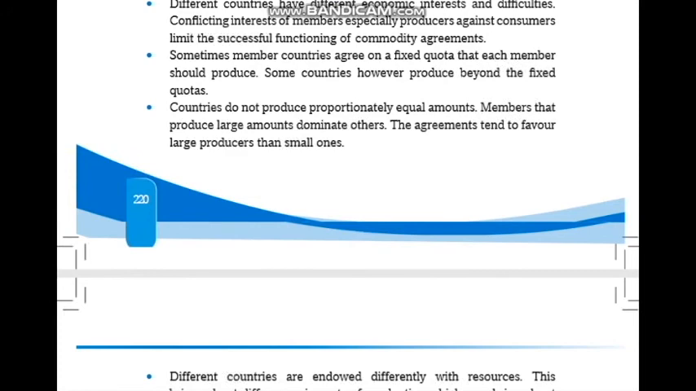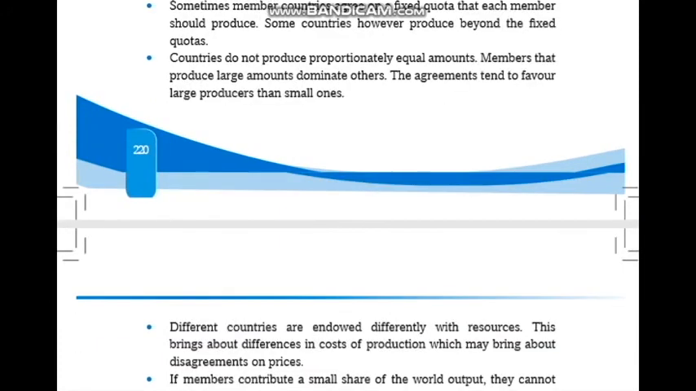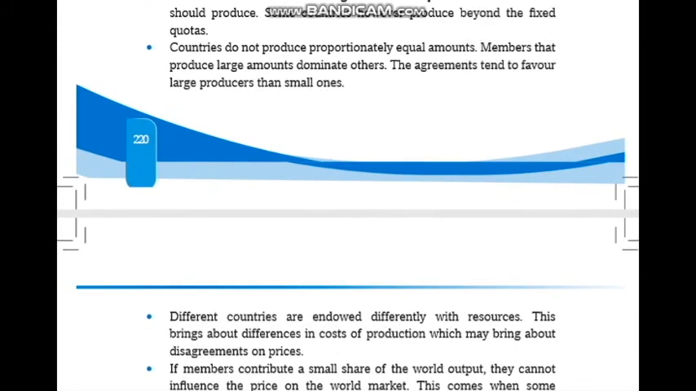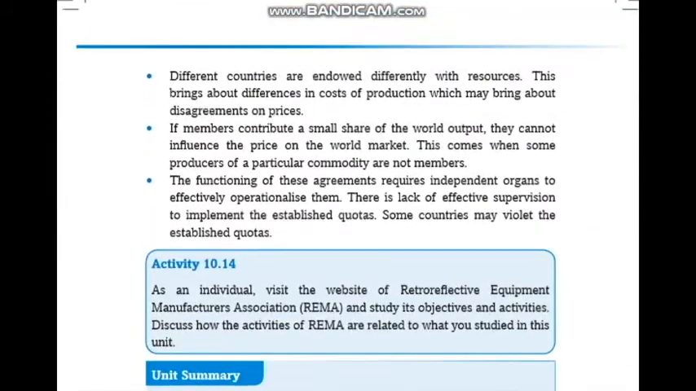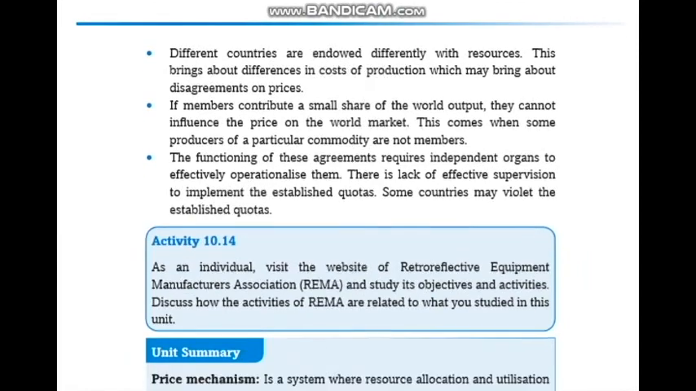Sometimes member countries agree on a fixed quota that each member should produce. Countries do not produce proportionately equal amounts. Members that produce large amounts dominate others. Different countries are endowed differently with resources. This brings about differences in cost of production, which may bring about disagreement on prices.